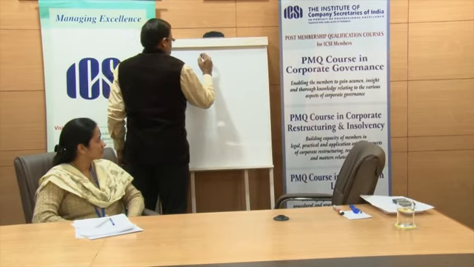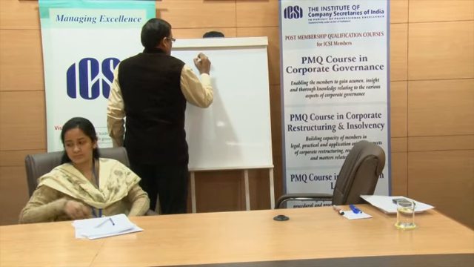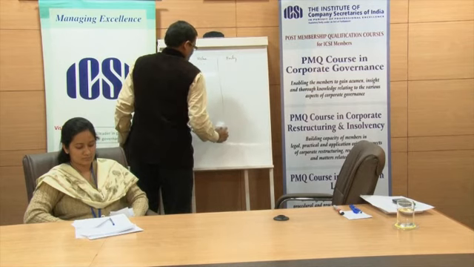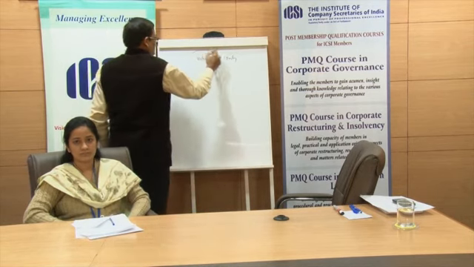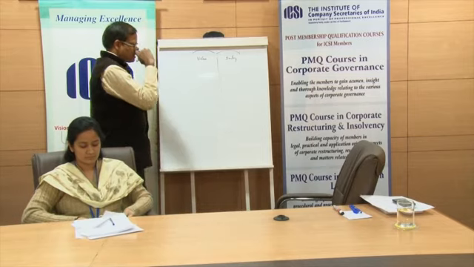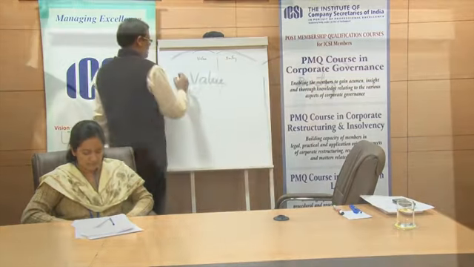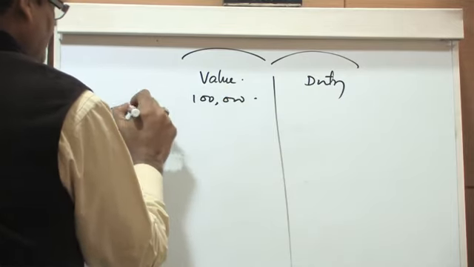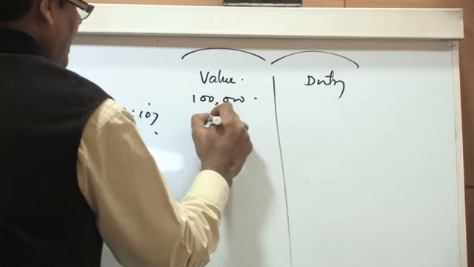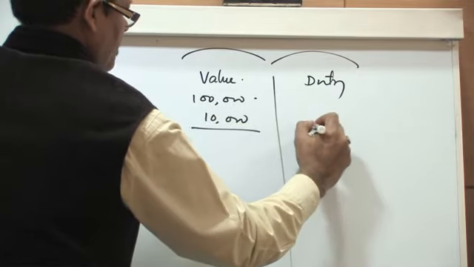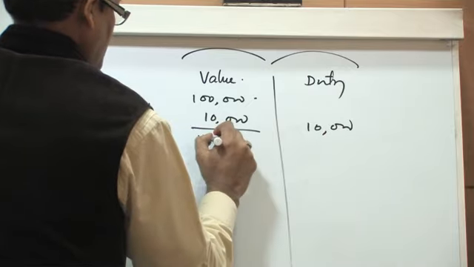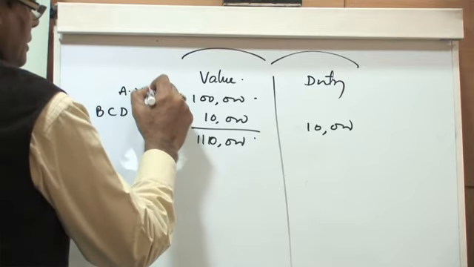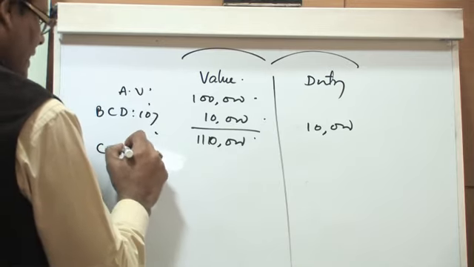See, customs value, there is a value, assessable value and duty. Maintain two columns when you attempt practical questions, because you will always get one practical question. Say the value you add, suppose BCD, say 10%, so 10,000 is the duty, so you got 110,000. After adding this, assessable value plus BCD, on this you will be adding CVD.